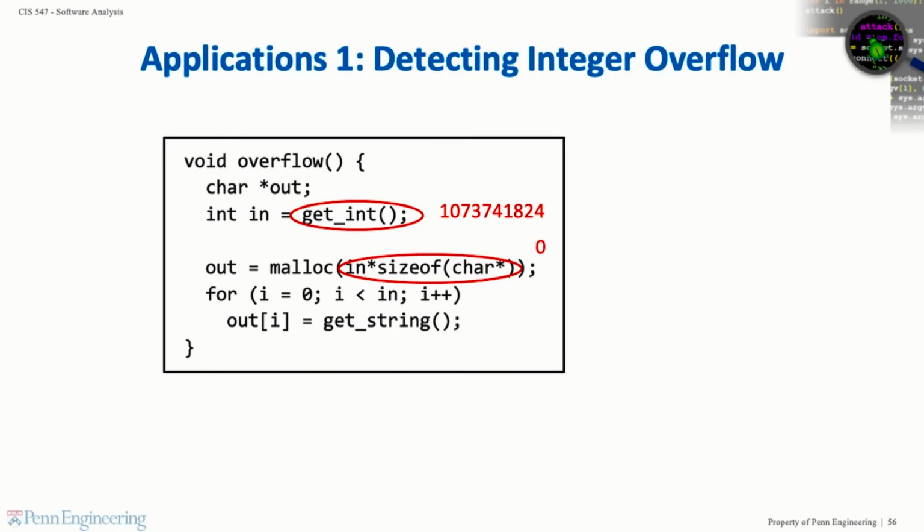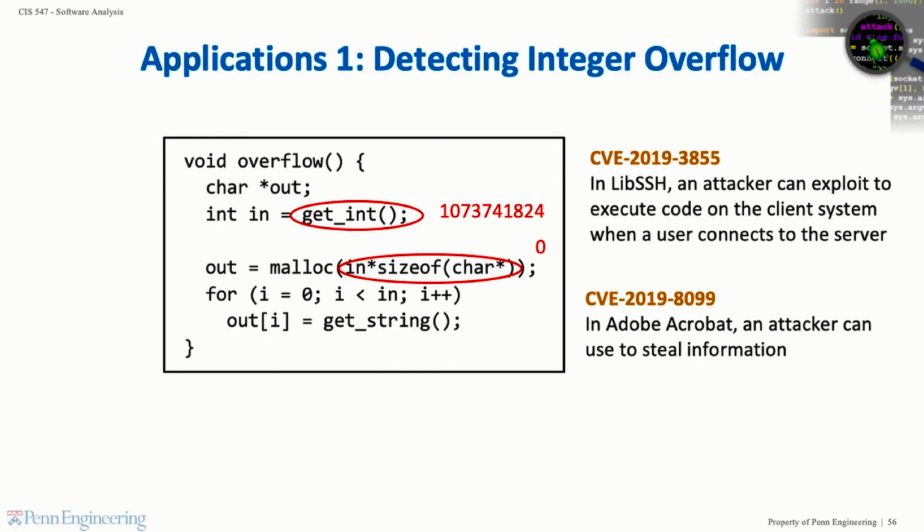This kind of bug is a security vulnerability that can be exploited by attackers. Two recent examples include integer overflows in libssh and Adobe Acrobat that can lead to serious exploits, such as executing arbitrary code and leaking sensitive information. Running interval analysis on this program can reveal that the argument of malloc could be 0. Specifically, the analysis will infer that just before the call to malloc, the variable in can range from -infinity to +infinity. This bug can be fixed by adding a check before the call to malloc.